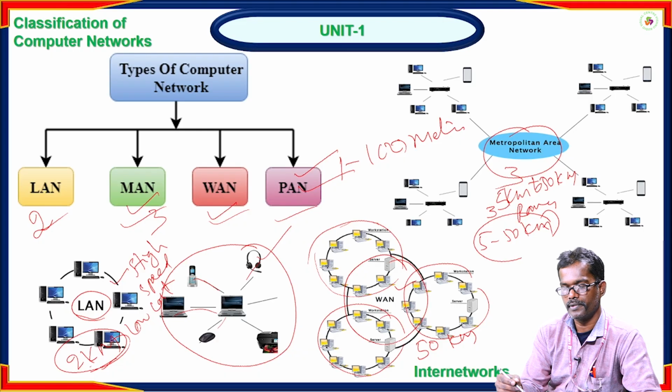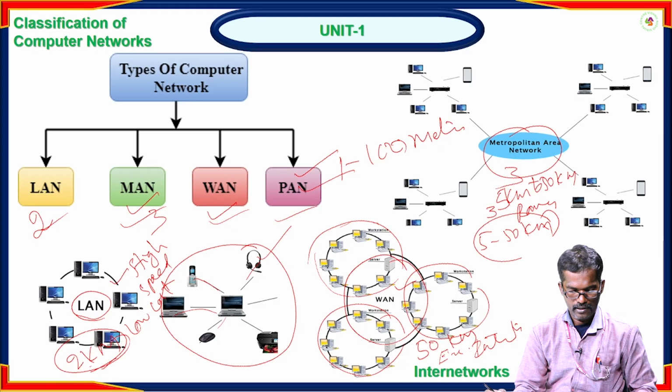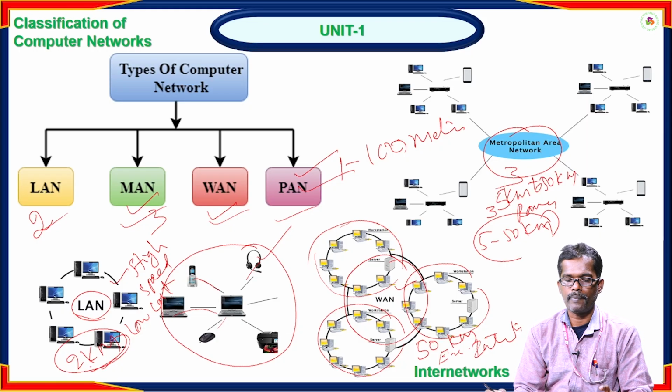Why? Because it is a combination of areas above 50 kilometers. The systems are interconnected, so its transmission speed may also decrease. If the bandwidth is more, then it is okay. An application with respect to this WAN is the internet. This is regarding the classifications of computer networks. You need to remember this: PAN, LAN, MAN, and WAN.